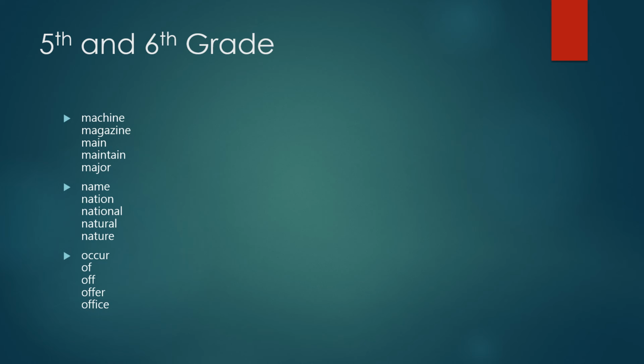fifth and sixth grade, we're talking about common words again. This week, we're moving on to new letters. Here are some words to go with the letter M. Machine, magazine, main, maintain, major. All right. N words are name, nation, national, natural, nature. You guys should be familiar with most of those. Occur, of, offer, office.